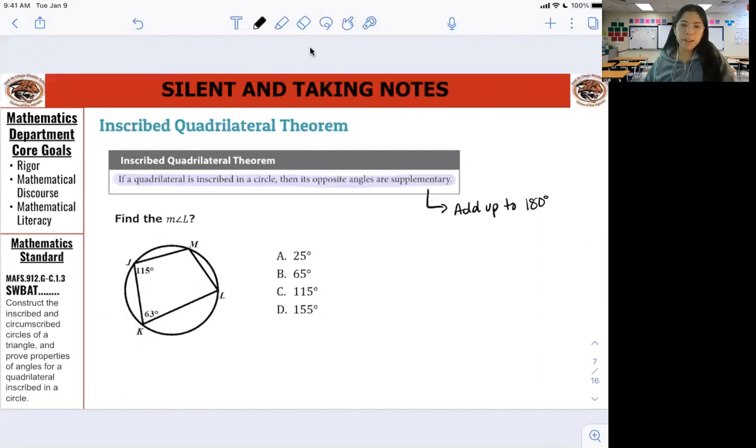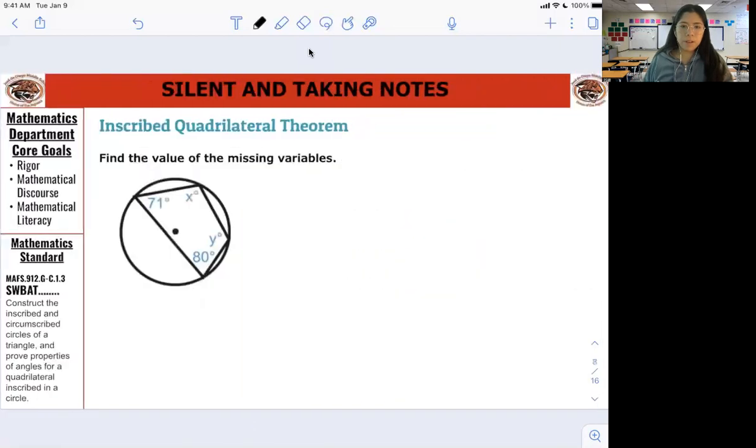Very simple, right? They add up to 180. You just have to subtract from 180. So in this case, what did we do? We did angle L, so 180 minus 115 gave me my final answer of 65 degrees. Questions on this? Okay. So sometimes it's very easy. So here's another pretty simple example.